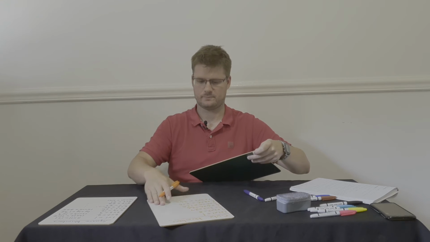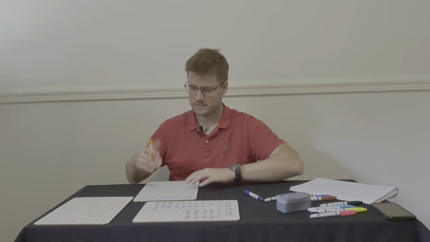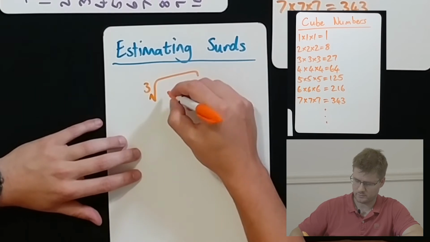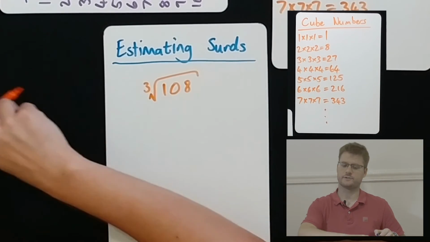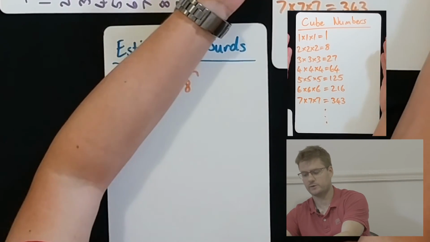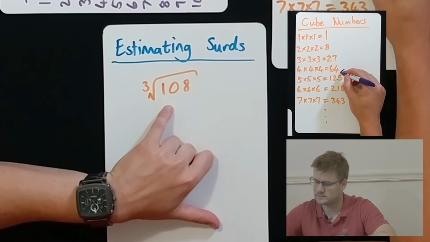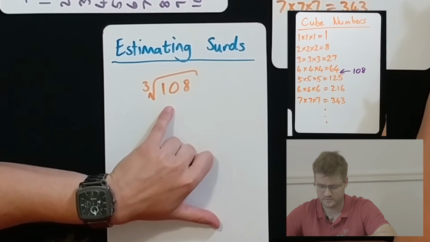So let's say, for example, they want us to do, let's make something up, the cube root of 108. Once again, we're going to go to our list. This time we are using cube numbers. We see that 108 lies here in between 64 and 125.